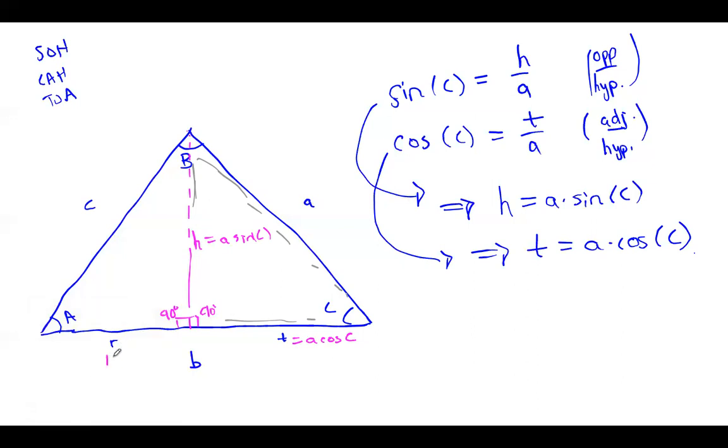And our R here is going to be B, the whole thing, B minus our T, because it's the whole thing minus this part. So whole B minus this part is equal to R by definition. This means it's going to be B minus our T, and our T is equal to A cos of C. Okay, so that's our picture.